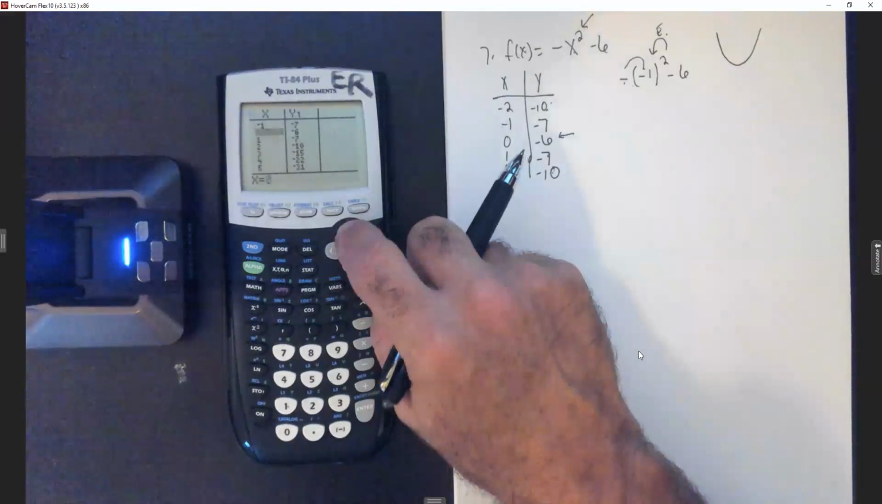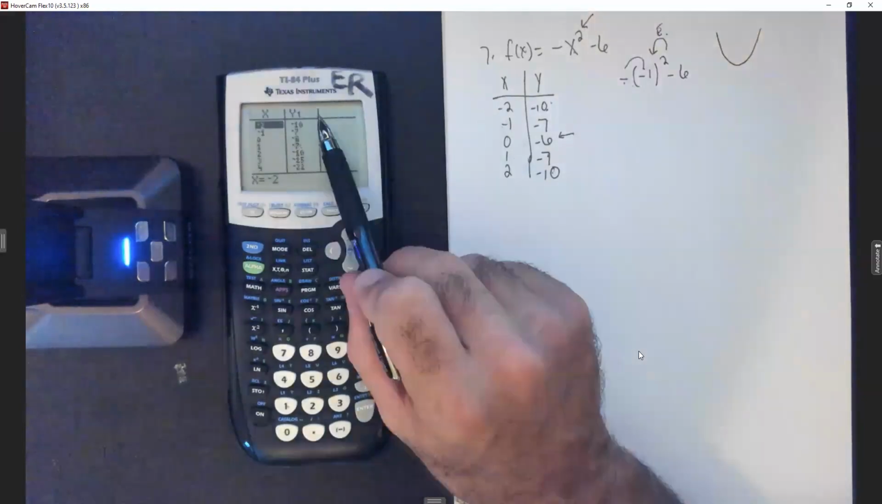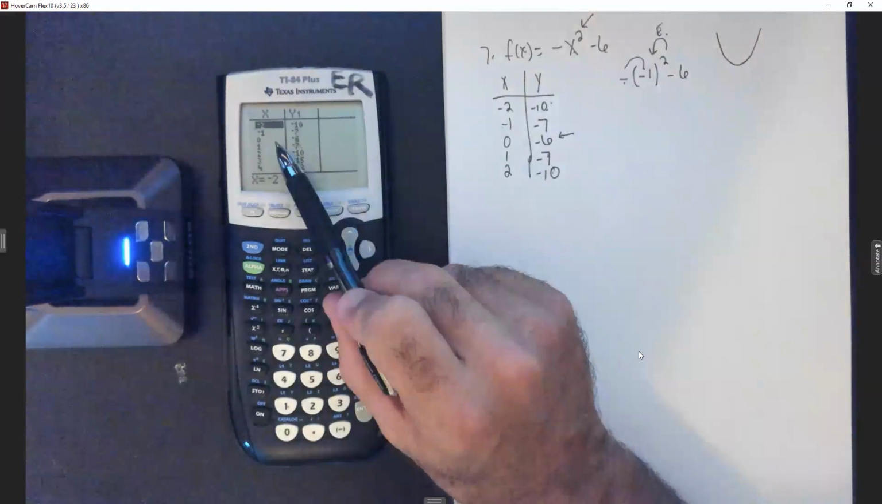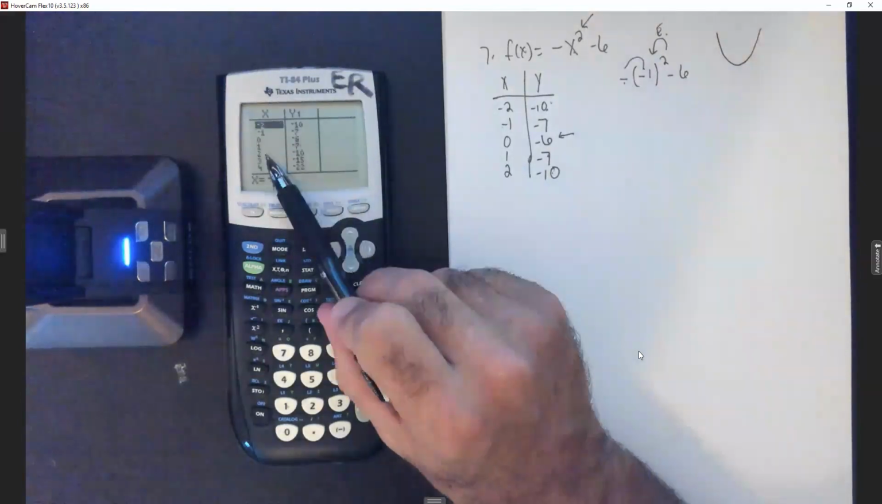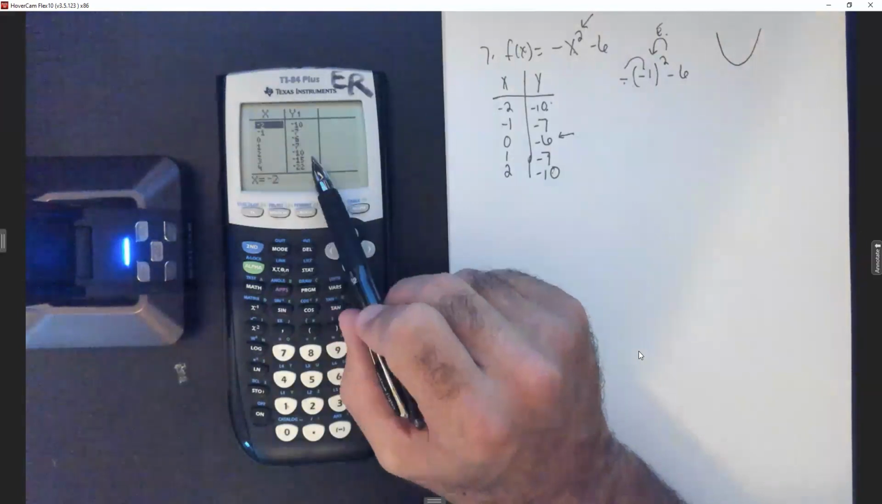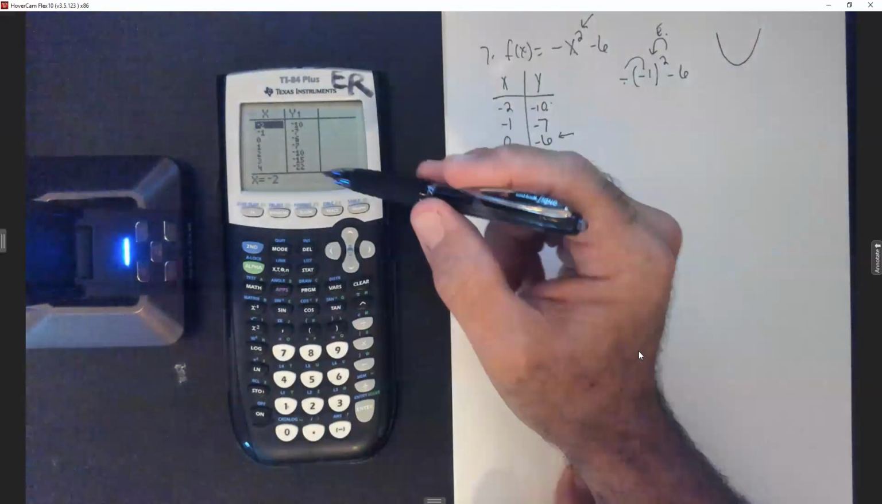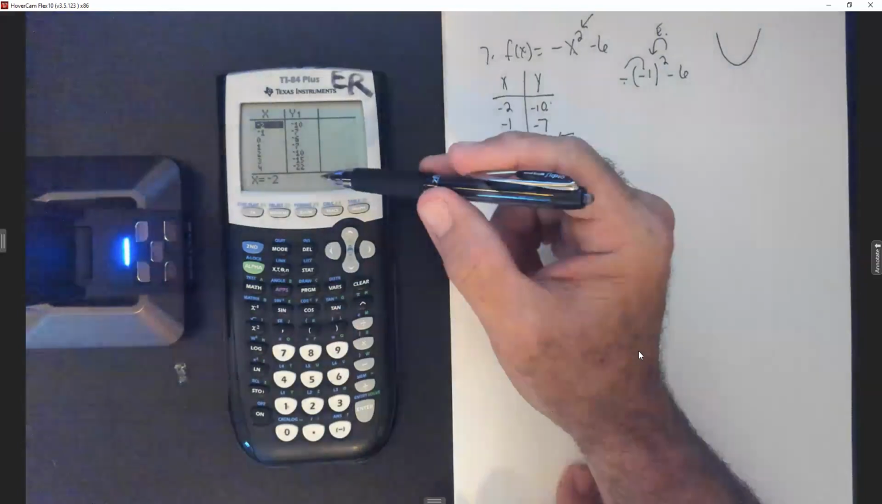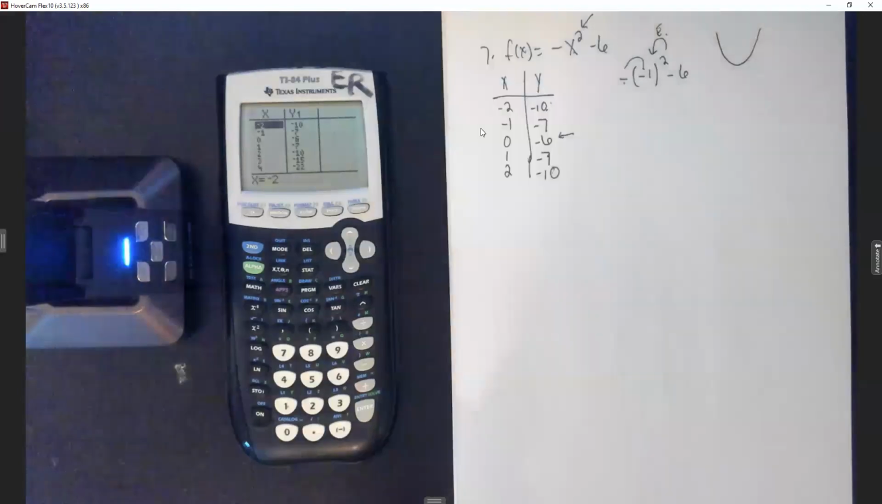All right, so there's -2, which gave me a value of -10. -1 was -7. 0 gave me -6. 1 gave me -7. 2 gave me -10. So if you're not good at doing this algebra stuff, plot that thing on there and graph it, and then get your values off that table. All right, so let's see if I can do this right. Let me share my screen for the problem.